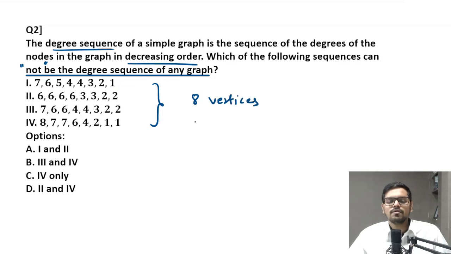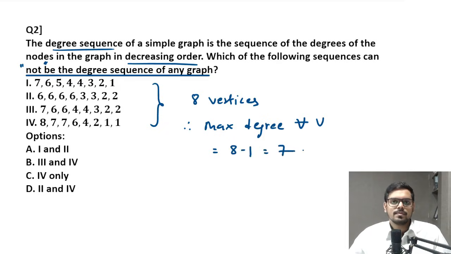If that is the case, then the maximum degree for all vertices in all the graphs will be what? 8 minus 1, which is 7. If the maximum degree is 7, this sequence is okay, this is okay, this is okay, but this is not okay. They are saying the degree is 8. Degree 8 is not possible, maximum degree is 7 only. So this degree sequence is wrong, and they need the wrong degree sequence. This cannot be the degree sequence. It should be there in our options. Is it not there in the options? Wrong, it is present. So one option is gone.